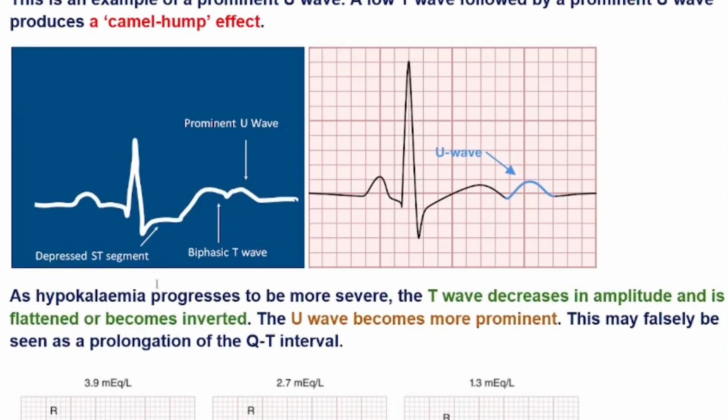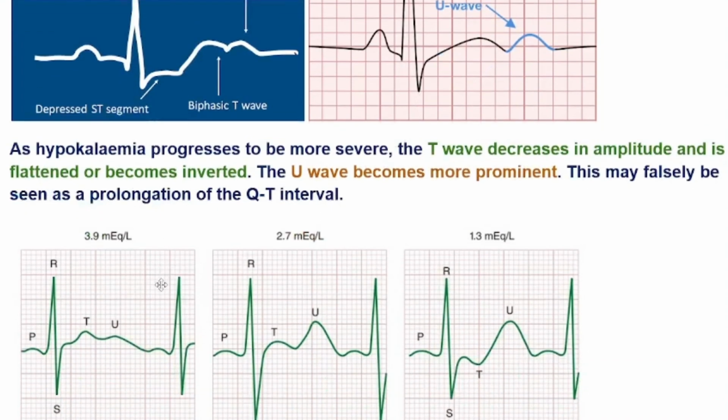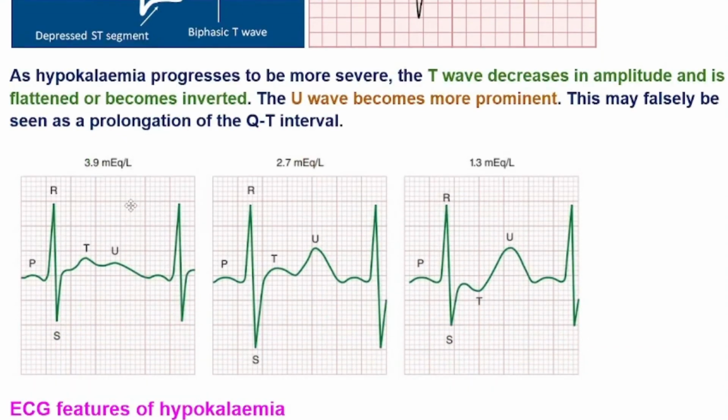Okay. As hypokalemia progresses to be more severe, the T wave decreases in amplitude and is flattened or becomes inverted. The U wave becomes more prominent. This may falsely be seen as a prolongation of the QT interval.